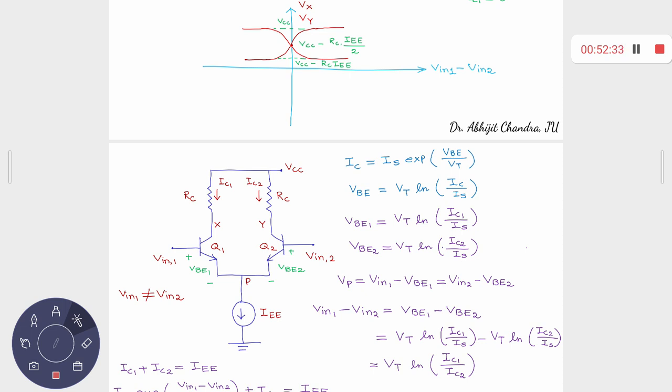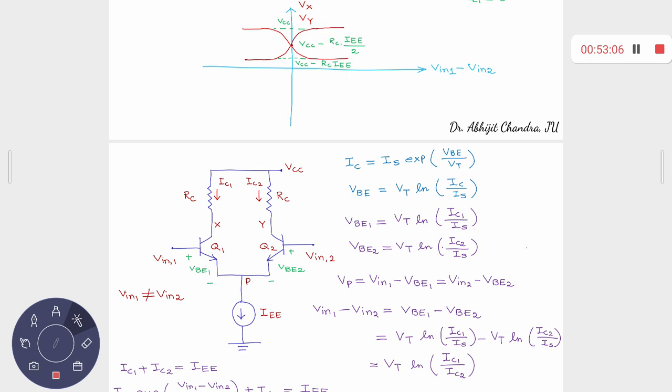What about the potential at this point? If I call it point P, what is that voltage? This voltage equals this voltage minus this voltage. So Vin1 minus VB1, that is also equal to Vin2 minus VB2. That is equal to VP. Right. So VP we have obtained from both sides. So Vin1 minus Vin2 is nothing but VB1 minus VB2.